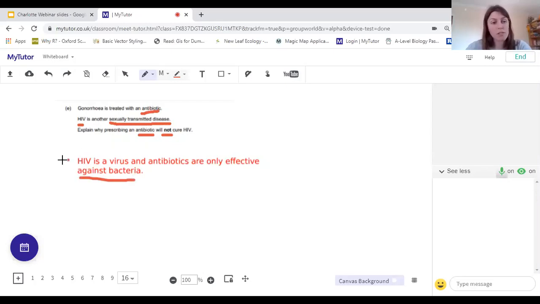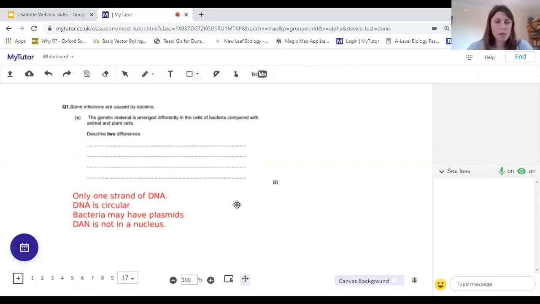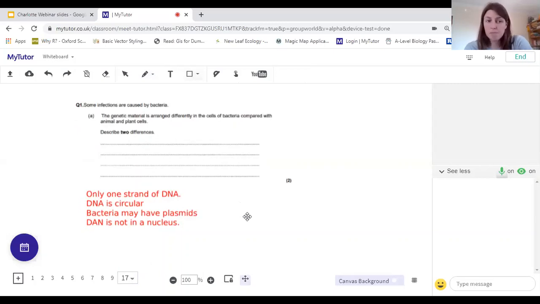For a bit of higher level stuff, we do a bit more of this at A level. I know some of you are looking to make the transition to A level biology. So HIV is a virus. Antibiotics are only effective against bacteria, mostly because bacteria exist between our cells, whereas viruses hide themselves within our own cells. So we can't treat them without destroying our own cells. Antibiotics can't do that.